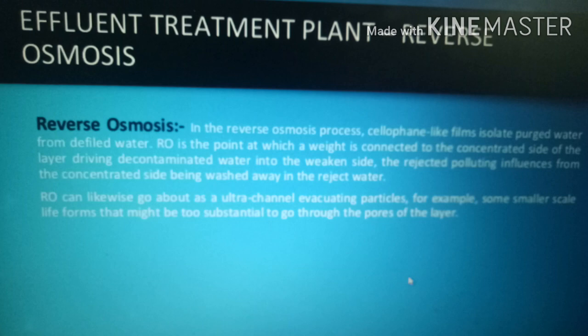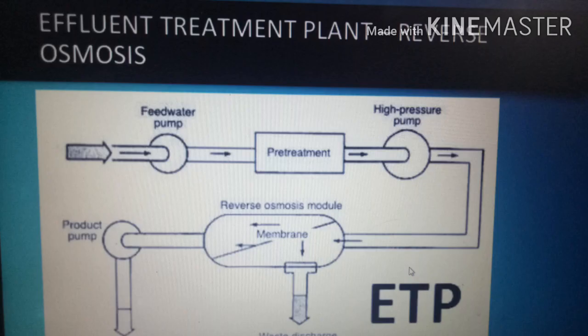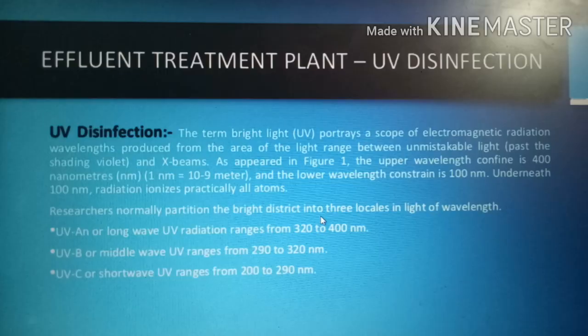UV disinfection. The term ultraviolet light describes a range of electromagnetic radiation, with wavelengths produced from an area of the light range between visible light and X-rays, as shown in the figure. The upper wavelength limit is 400 nanometers. 1 nanometer is 10 to the power of minus 9 meters, and the lower wavelength limit is 100 nanometers. Below 100 nanometers, radiation ionizes practically all atoms.